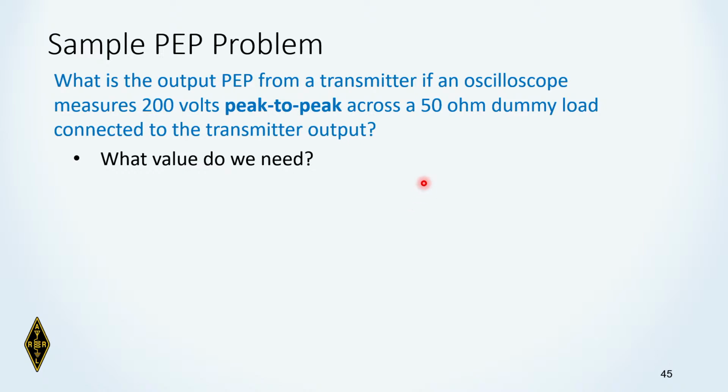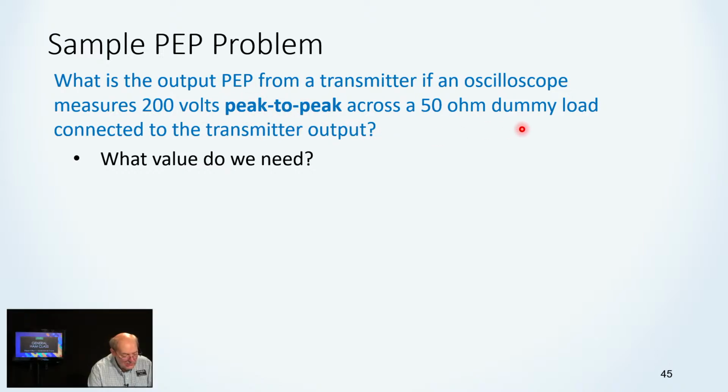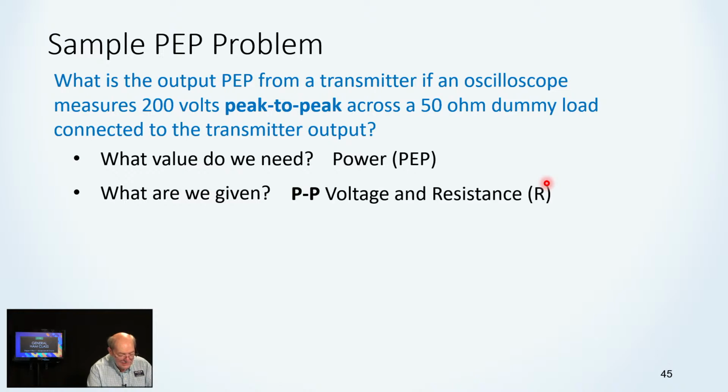What is the output PEP from a transmitter if an oscilloscope measures 200 volts peak to peak across a 50 ohm dummy load connected to the transmitter output? So what value do we need? What is the output PEP? So it's going to be power, right? So what are we given? We're given resistance and voltage. What formula to use?